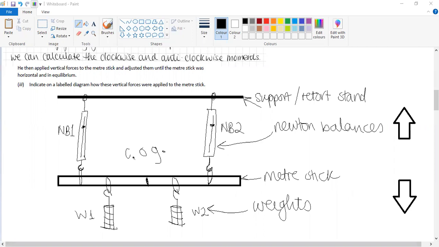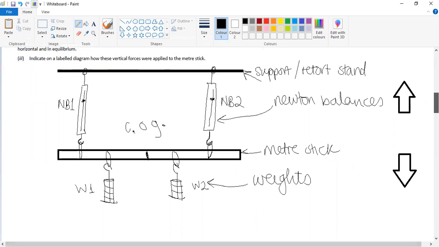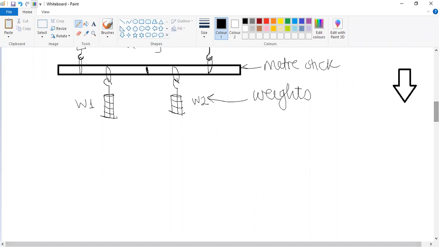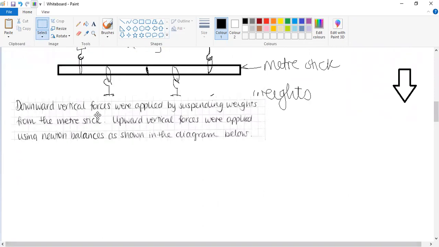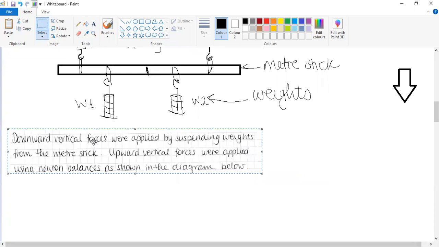I think you have it done, but if you really want to hammer it home, there's a sentence that I'm going to show you now, or we put it in and see if that just kind of extra clarifies it, okay? So here we go, got some space down here. Downward forces were applied by suspending weights from the meter stick. That's on our diagram. Upward forces were applied using Newton balances as shown in the diagram below.